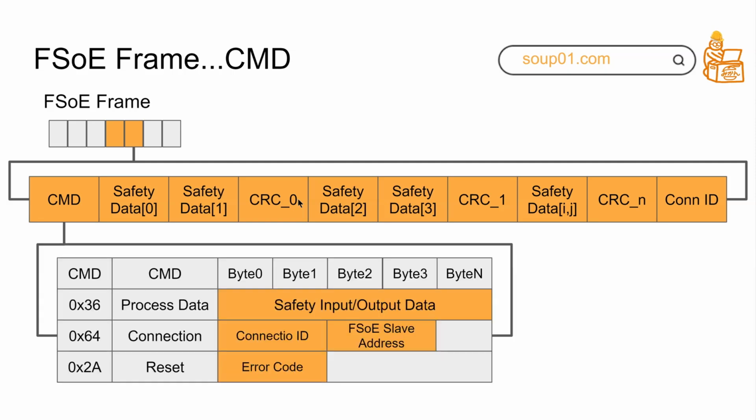So the command is the part that lets the slave or the receiver know what kind of data you are sending to them and what the usage of that is. Depending on the command, you have different types of safety data. For example, for process data, you have safety input and output. For the connections, you have an ID and the FSoE slave address. For the reset, you have an error code. It's not possible to show you all the commands, but I'll show you a little bit here.